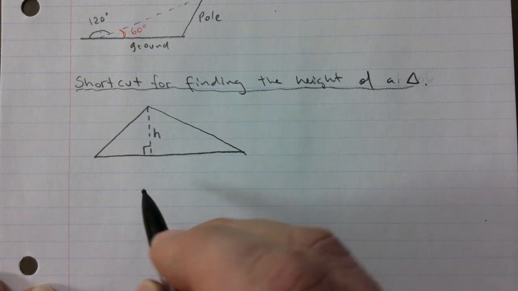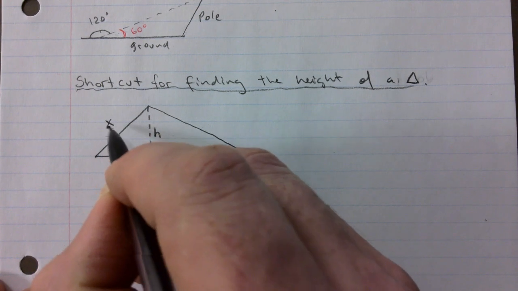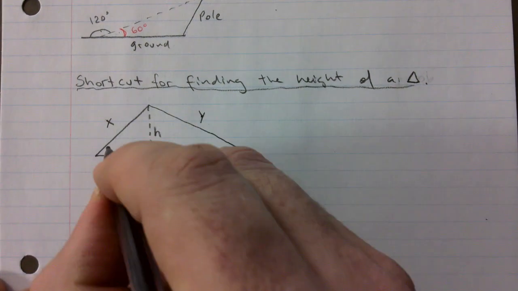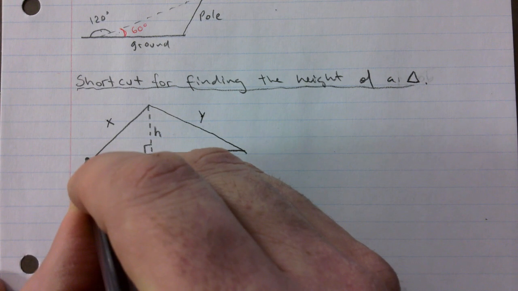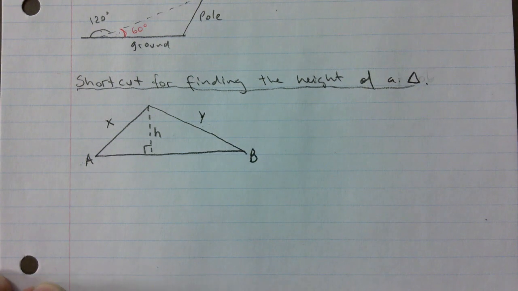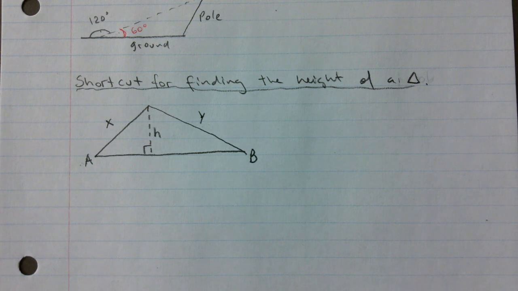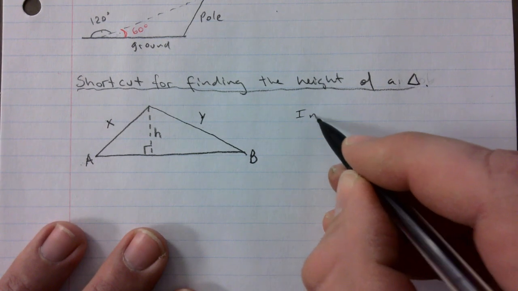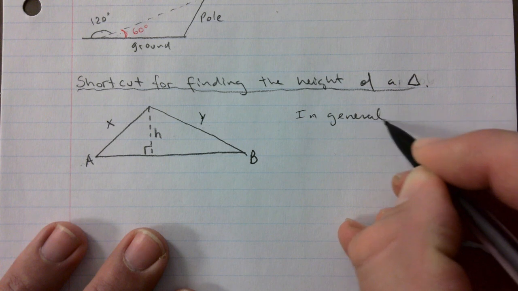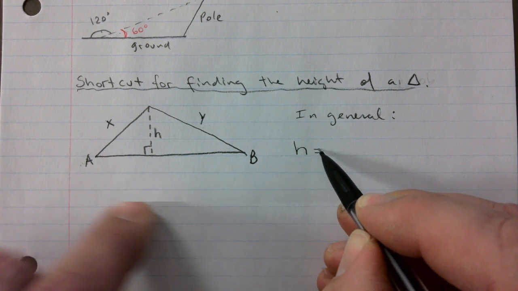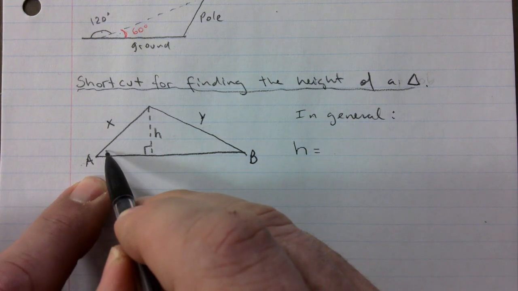So let's say this side is x and this side is y, and we will call this angle A here, and we will call this angle B. I'm using angles that are not x and y for a reason, because it makes the formula too messy. In general, to find the height of this thing, let's focus on this side right here.